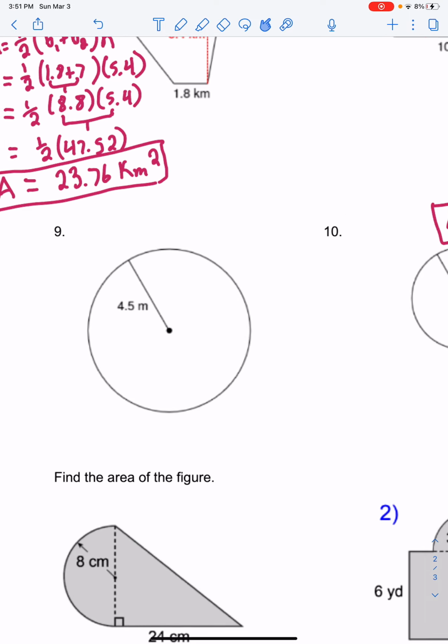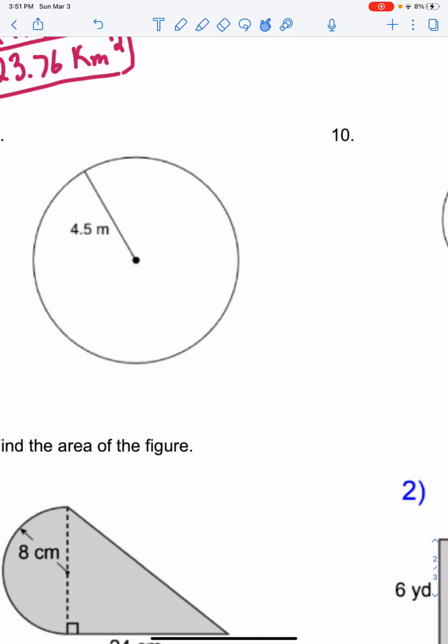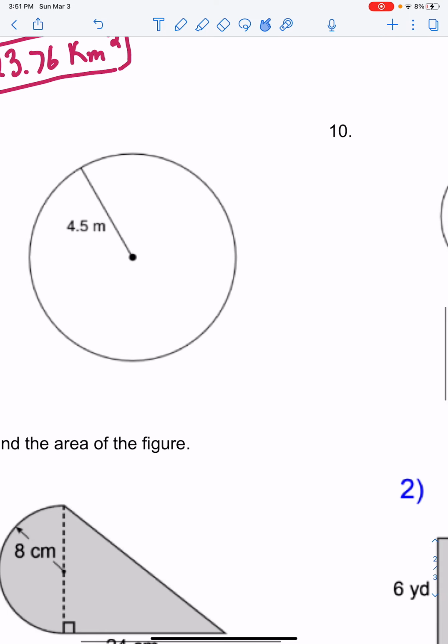All right, moving on to the circles. Number 9. Now, our formula for the area of a circle is pi times the radius squared. Remember, the radius is halfway across the circle. It's the distance from the center of the circle to the edge of the circle.